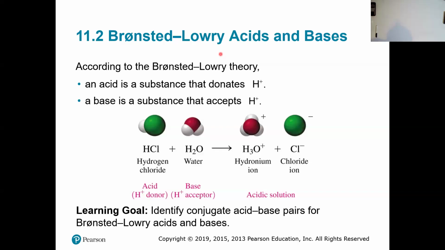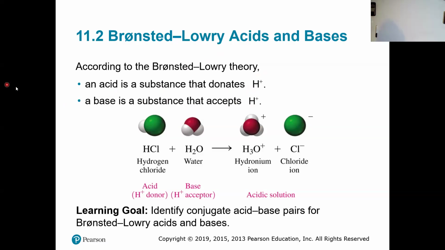With your Bronsted-Lowry theory, the definition is going to involve protons, H plus ions. An acid is going to be defined as something that can donate an H plus ion. A base is going to be defined as something that can accept an H plus ion. So let's look at what we mean by donate versus accept here.